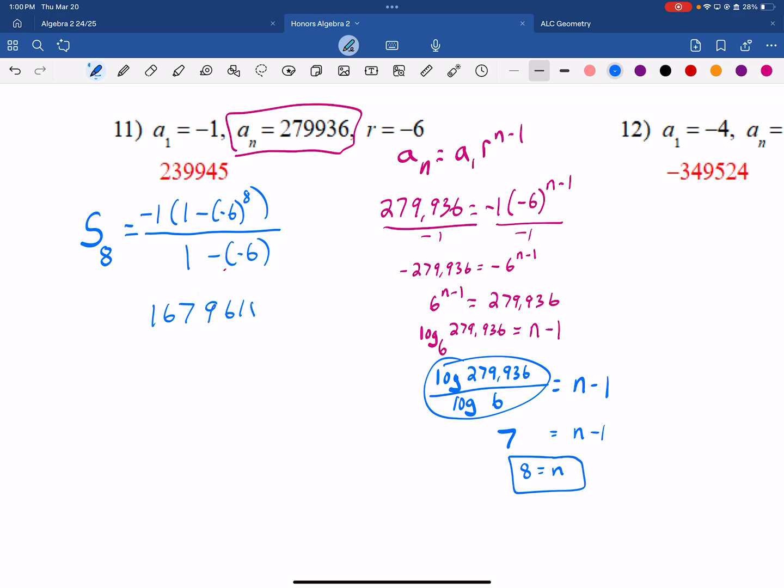1,679,615 divided by 7, which is 239,945.